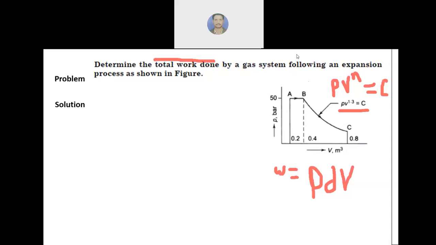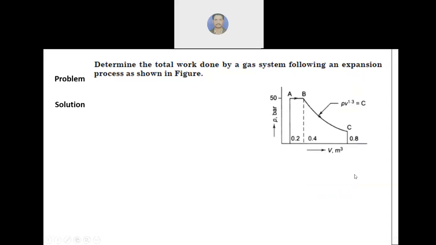Let us check. Final volume minus initial volume, 0.4 minus 0.2, into pressure 50 bar. If I convert it into Pascal, it will be 50 into 10 to the power 5. Write down the values. You will get the work done for process AB. It is coming to 1 megajoule.